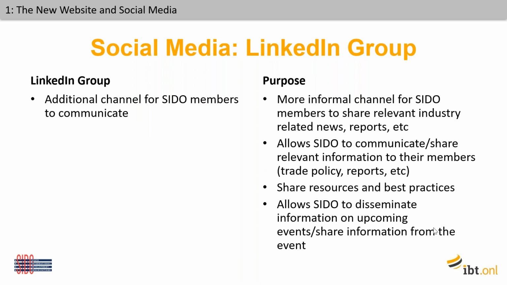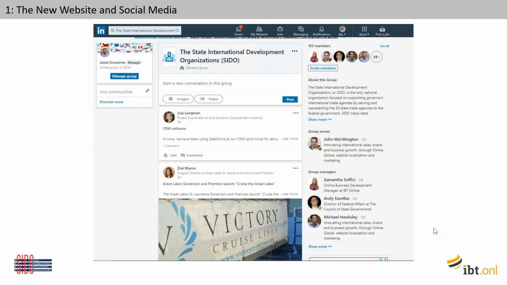The third core addition is that of a LinkedIn group. The driving force behind the LinkedIn group was to create a more informal platform to communicate amongst each other. If you haven't joined the LinkedIn group yet, you can see on my screen the official name of the LinkedIn group is the State International Development Organizations. So if you type that into LinkedIn, you should be able to find it. Right now it is a private group, so you will have to request to join it. But once you request it, we'll make sure that you get enrolled in the group.